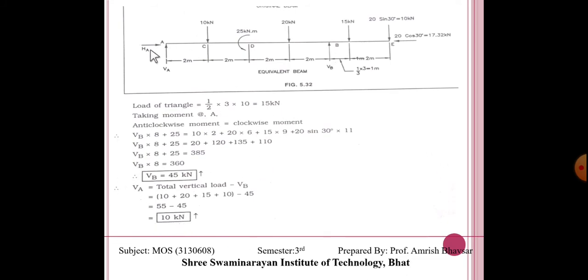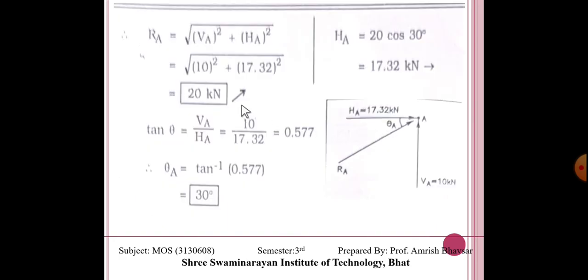Now sigma H is equal to 0. So here the horizontal force is 13.32. So we will get HA is equal to 13.32. Now we have to find out the resultant reaction. We have HA, VA, so the resultant reaction is somewhere over here. So RA is equal to under root of VA square plus HA square. So we will get RA is equal to 20 and theta A is equal to VA upon HA. So it is 30 degree. Now we have to indicate it like this.